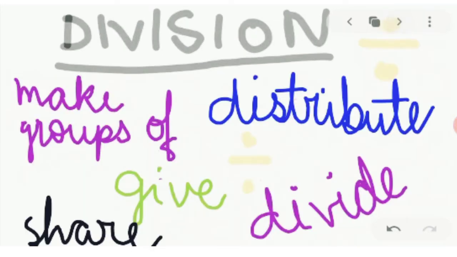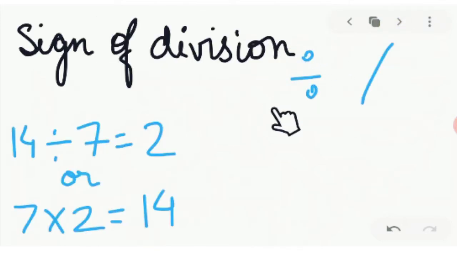Now the terms often used for division are make groups of, distribute, give, divide and share. In the question it might not directly ask you to divide. They might ask you to distribute something, to give, or to make groups of, and all these terms indicate the same operation, that is division. The sign of division is a bar with 2 dots, one above and one below, and a slash is also used to indicate division, but the slash is often used in computers.